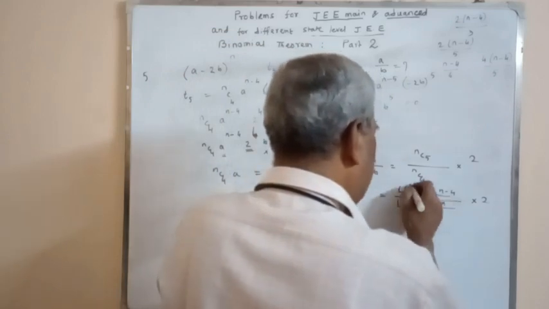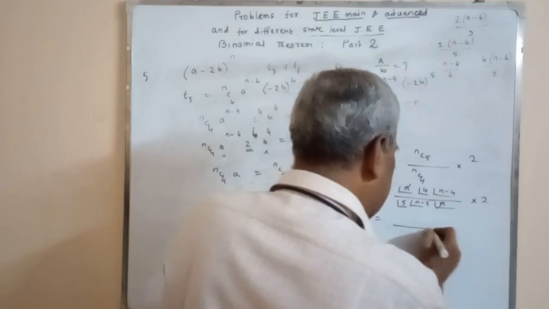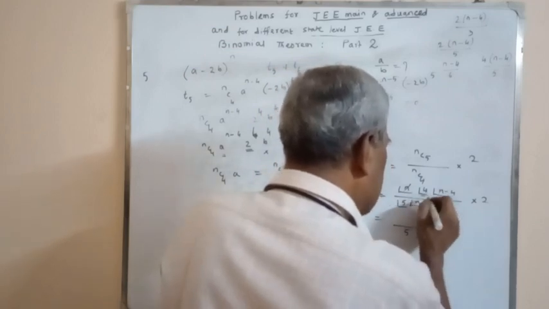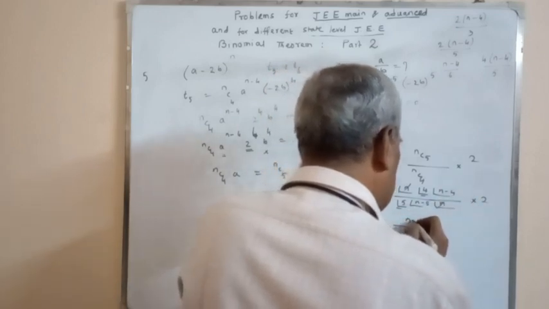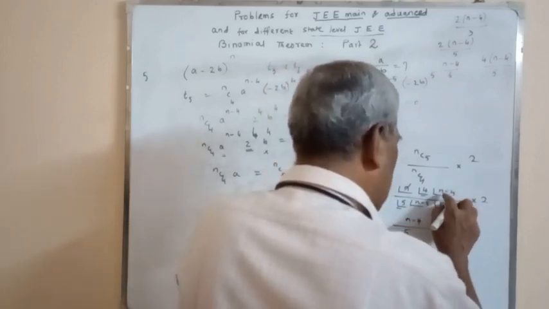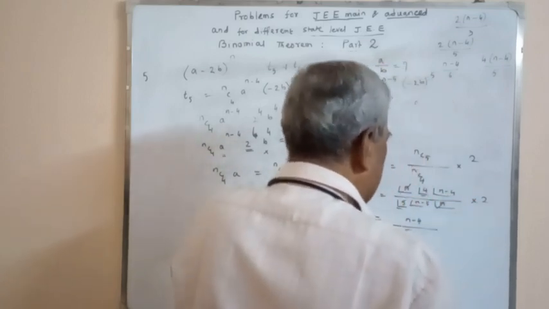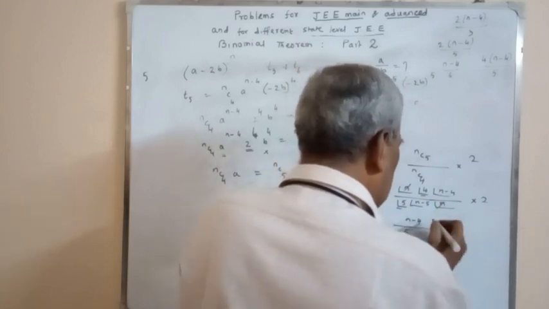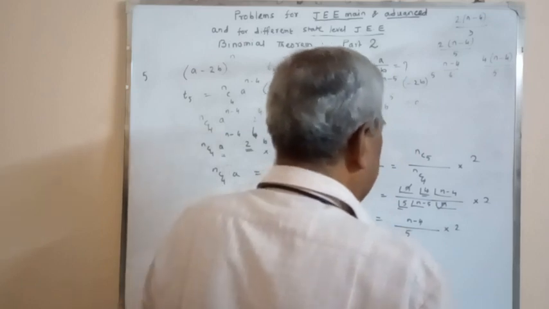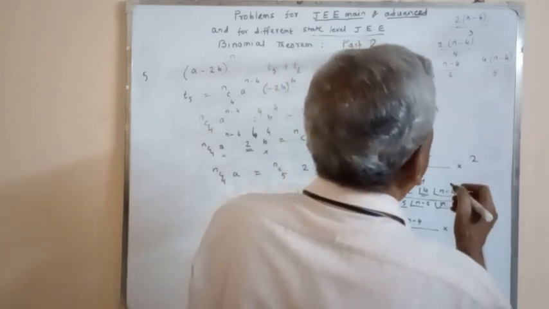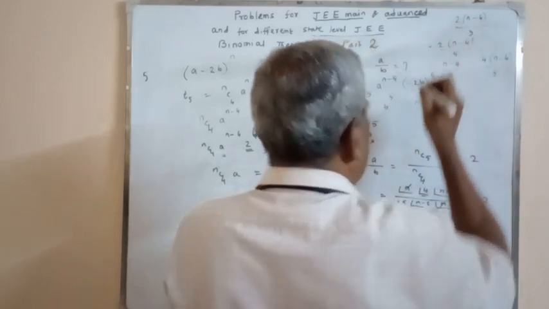Now this cancels. Between this and that, 5 is there. Between this and that, n minus 4 is in numerator only, because it is n minus 4 into a factorial n minus 5, one less than that, into 2. So the answer is 2 into n minus 4 by 5. So option B is correct.